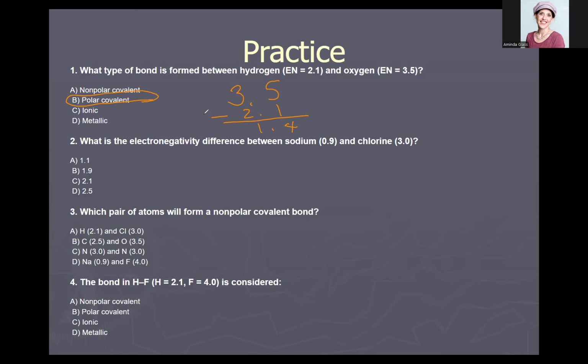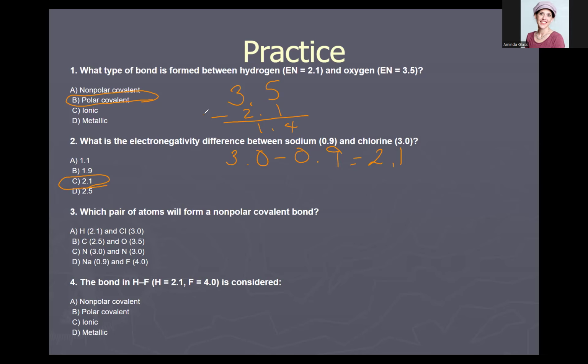What's the electronegativity difference between sodium, 0.9, and chlorine, 3.0? So 3.0 minus 0.9 gives us 2.1. That's greater than 2. So that's going to be your ionic bond, but that answer is C.